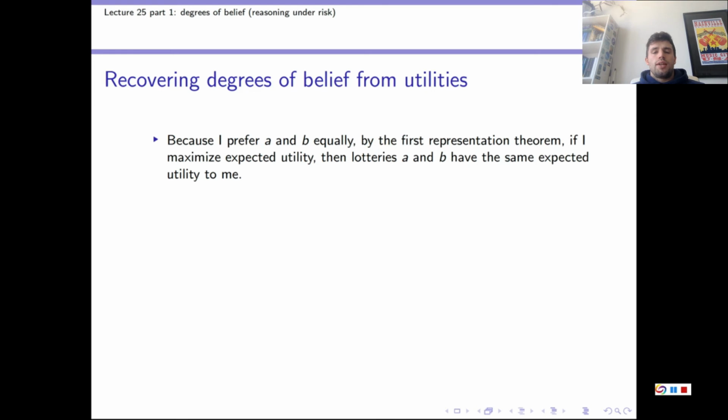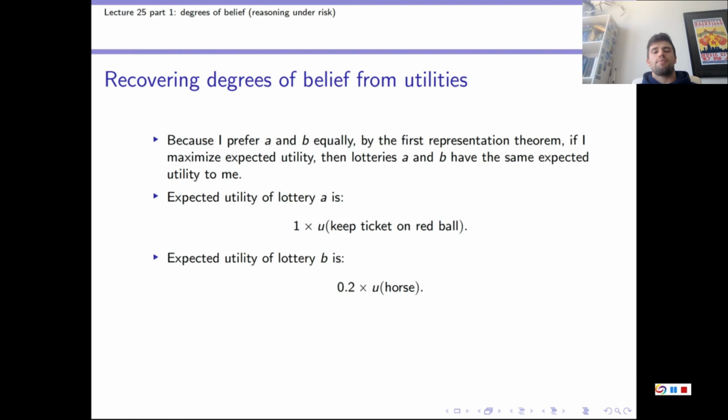Well, let's consider Lotteries A and B first. Because I'm indifferent between them, I prefer them equally. So by the representation theorem, if I'm maximizing expected utility, I assign the same expected utility to each lottery. The expected utility of Lottery A is this, U of keep my ticket on a red ball. The expected utility of Lottery B is this, 0.2 times U of horse. So by the representation theorem, I know that these are equal, and so U of keep my ticket on a red ball is equal to 0.2. Because remember, U of horse is just 1. Now we do a similar thing for C and D.